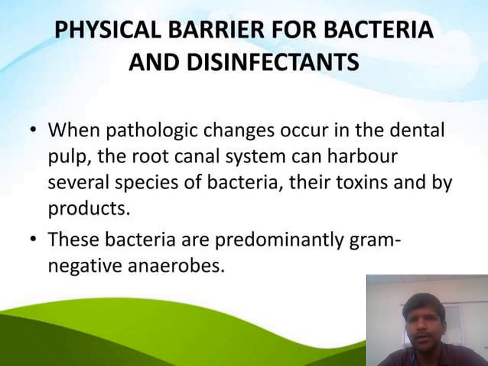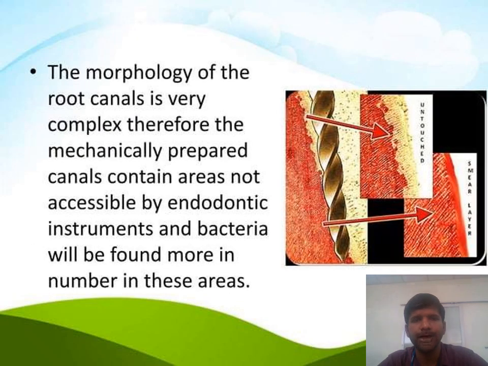Coming to the physical barriers for bacteria and disinfectants, when the pathological changes occur in the dentinal pulp, the root canal system can harbor several species of bacteria, their toxins, and their byproducts. These bacteria are predominantly gram-negative anaerobes. The morphology of the root canals is very complex, therefore, the mechanically prepared canals contain areas not accessible by endodontic instruments, and bacteria will be found more in number in these areas.